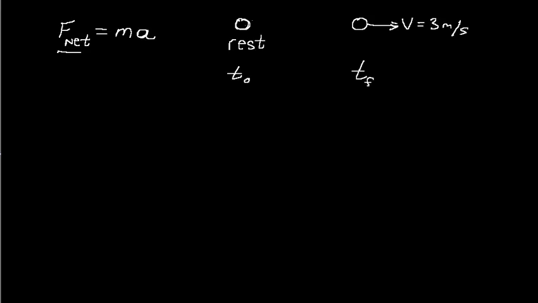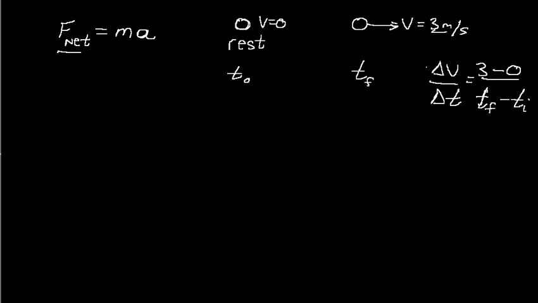Then there was a change in velocity, wasn't there? Here the velocity was 0. Here it's 3. So there was an acceleration, wasn't there? There was a change in velocity in this change in time. The velocity is 3 meters per second, the final minus the initial, over t final minus t initial. That is your acceleration. Let's say it's your average acceleration.